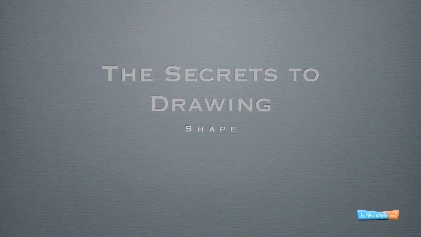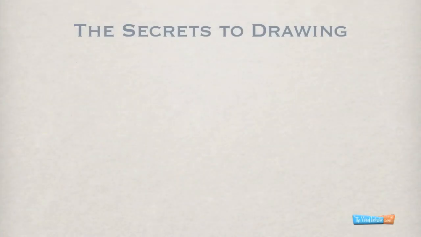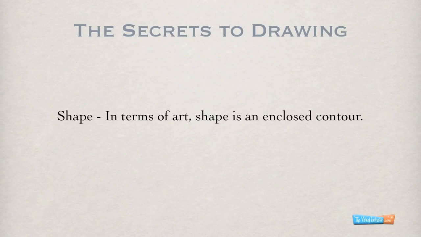Welcome to part 2 in the Secrets to Drawing. In this video, we're going to take a look at the second element of art, shape, and how it pertains to drawing. Before we do this, let's define shape. In terms of art, shape is an enclosed contour. In the first video, we learned that contour lines are outlines. If we take that line and close it, we've created a shape.